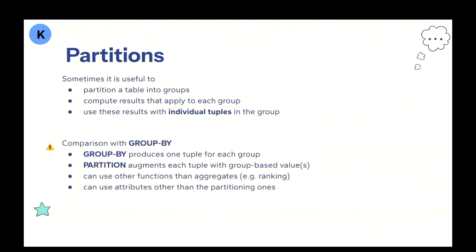The comparison between partition and group by is that group by produces one tuple for each group. So it's like providing a summarization of groups. And partition augments tuples with group-based values. Later on we will show you why we need this with some real-world examples. And it doesn't have those restrictions of group by, so it can use other functions other than aggregations. It can use attributes other than the partitioning ones.